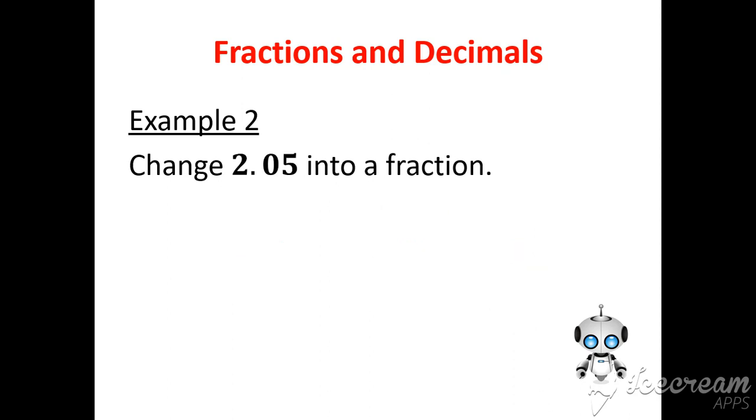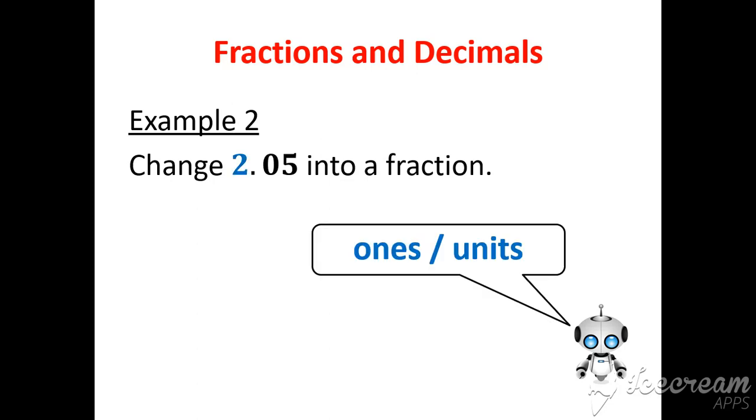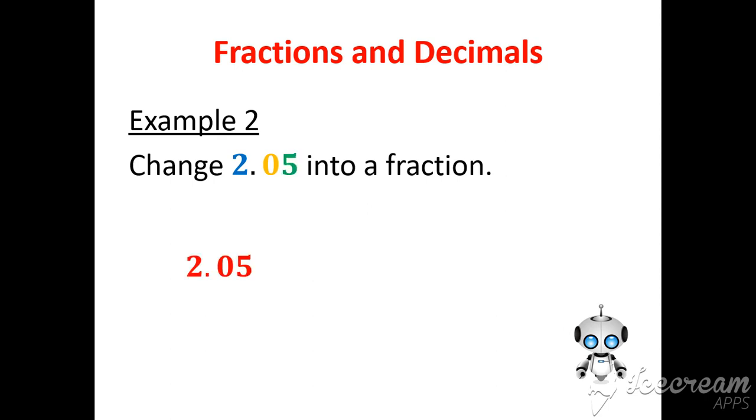All right, example 2. How would I change 2.05 into a fraction? Well, we've got two ones. We've got no tenths and we've got 5 hundredths. So for 2.05, what we're going to do is write down the 2 whole. We've got no tenths, but we have 5 hundredths. So we just write it as 2 whole and 5 hundredths, 5/100.